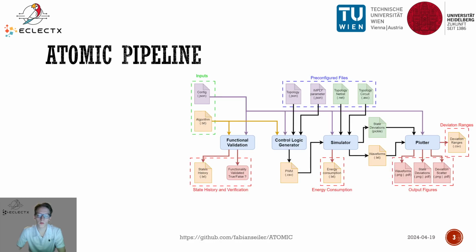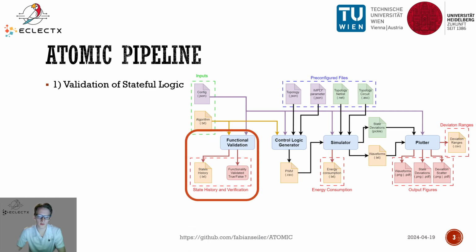You can see an overview here, where in green you can see the two input files that are required to evaluate an algorithm. In red, all the different outputs that are automatically generated are shown. The first step of this pipeline is the functional validation, where either true or false is returned. It represents whether the functionality actually happens with the algorithmic steps you described. We also return a state history for further debugging purposes.